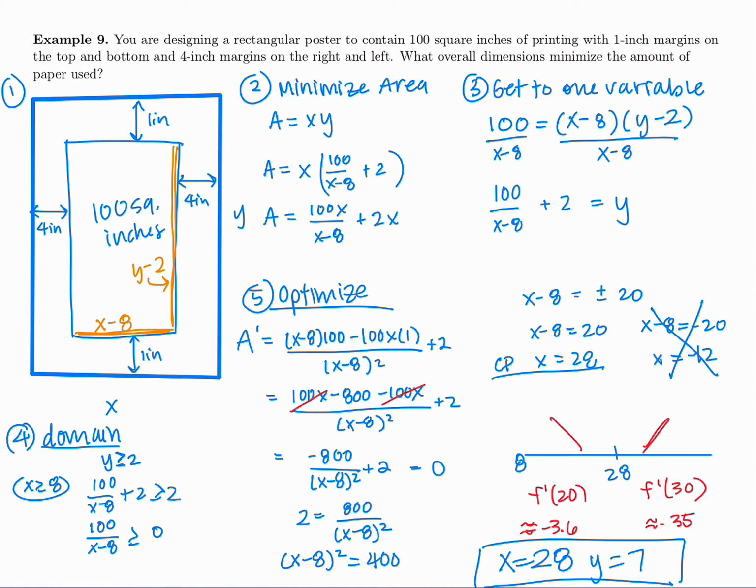And I guess what were these? These are in inches. So if I want to minimize the amount of paper I use, but still have 100 square inches of print with 4-inch margins on the right and left, and 1-inch margins on the top and the bottom, then I should make this 28 inches by 7 inches to minimize the amount of paper I use.